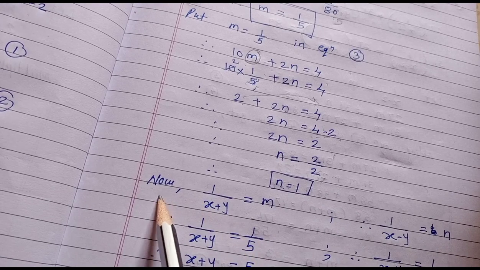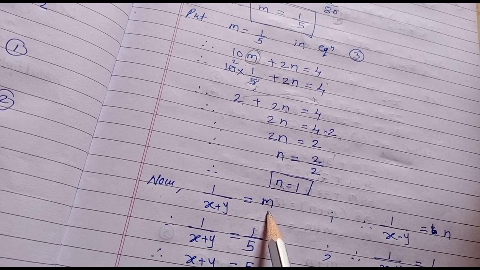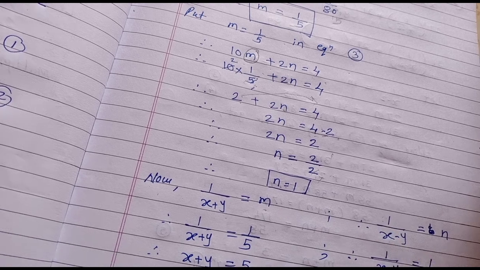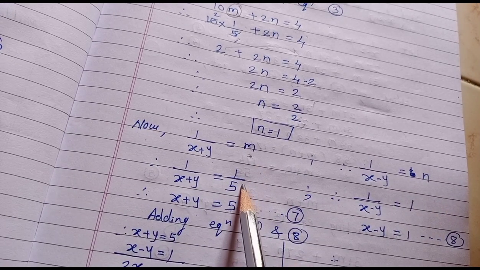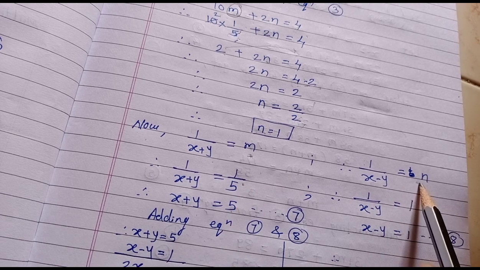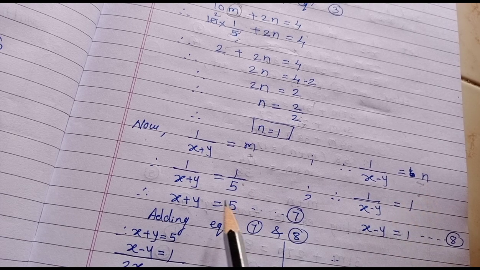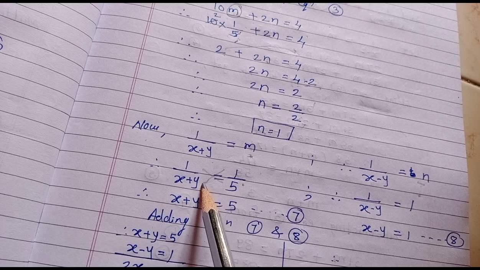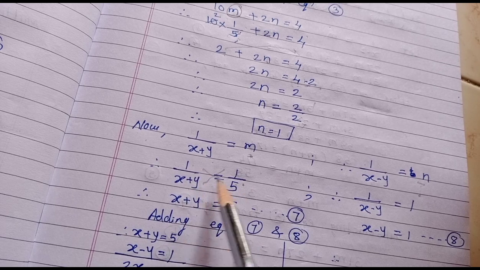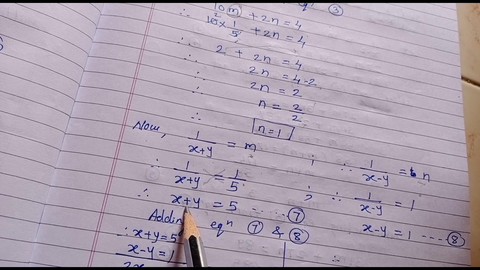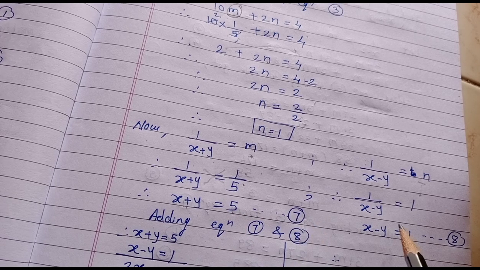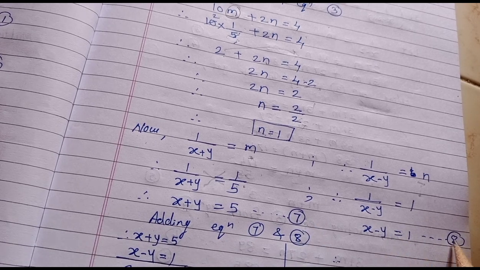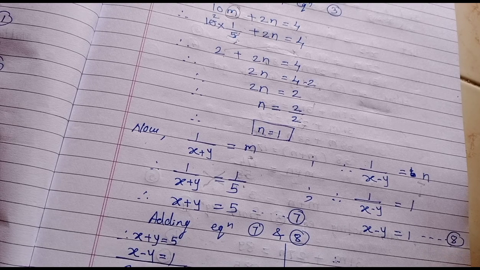But you know 1 upon x plus y is equal to m, and 1 upon x minus y is equal to n. So instead of m you put the value 1 upon 5, instead of n you put the value 1. So here, cross multiplication: 5 1s are 5, x plus y 1s are x plus y, x plus y is equal to 5. That is your 7th equation. And here x minus y is equal to 1. That is your 8th equation.